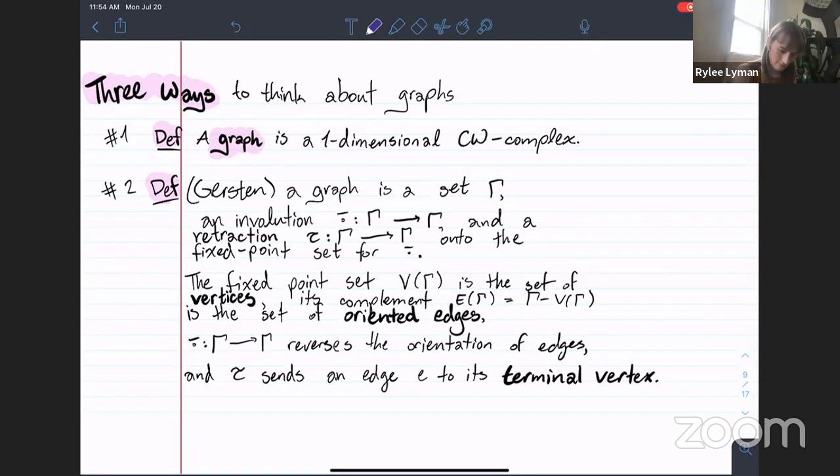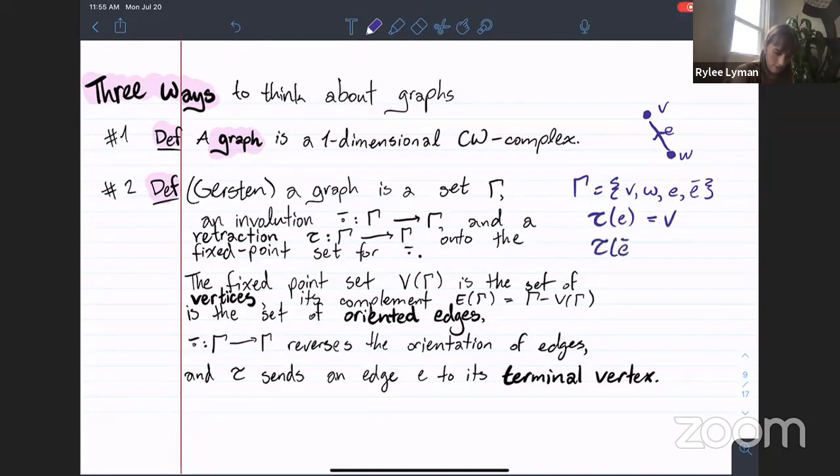So for example, what's a great graph? Here's a graph. It has vertices V, W, and an edge E. So the set gamma will be V, W, E, and E bar. And then the involution will fix V and W and send E to E bar. Great. And then the retraction tau will send an oriented edge to its terminal vertex. Okay, so I have to pick an orientation. So let's say that E goes this way towards V. So tau of E will be V, and tau of E bar will be W.